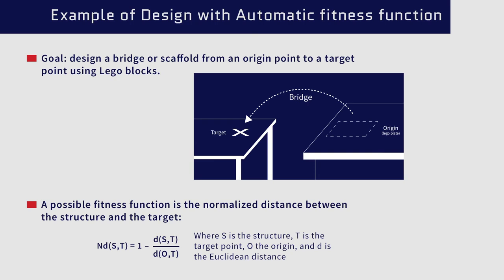Let's look at an example of completely automatic design. Let's say we want to design a bridge or a scaffold from a given origin to a target point using Lego blocks. A possible objective measure that can be used as fitness function is the normalized distance between the place where the structure reaches so far and the target. Looking at this equation, that is the normalized distance between S and T, where S is the structure and T is the target point. The normalized distance is 1 minus the ratio between the distance between the structure and the target versus the distance between the origin and the target.